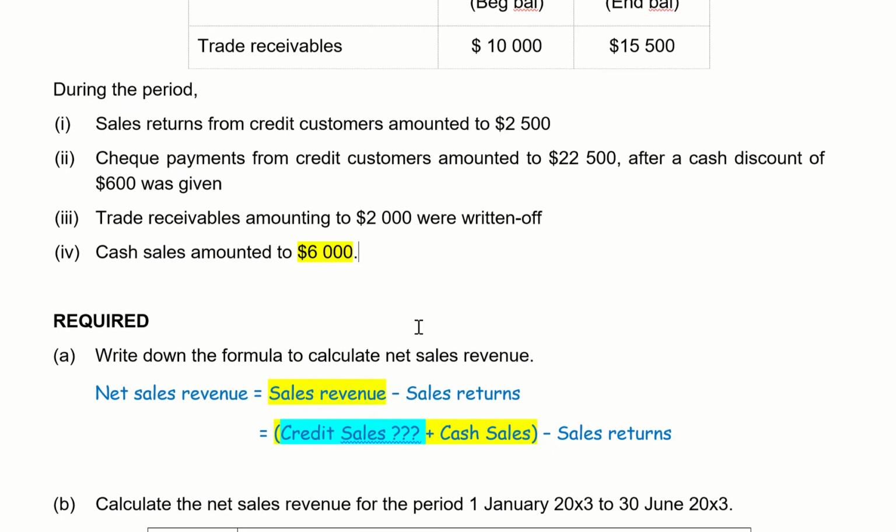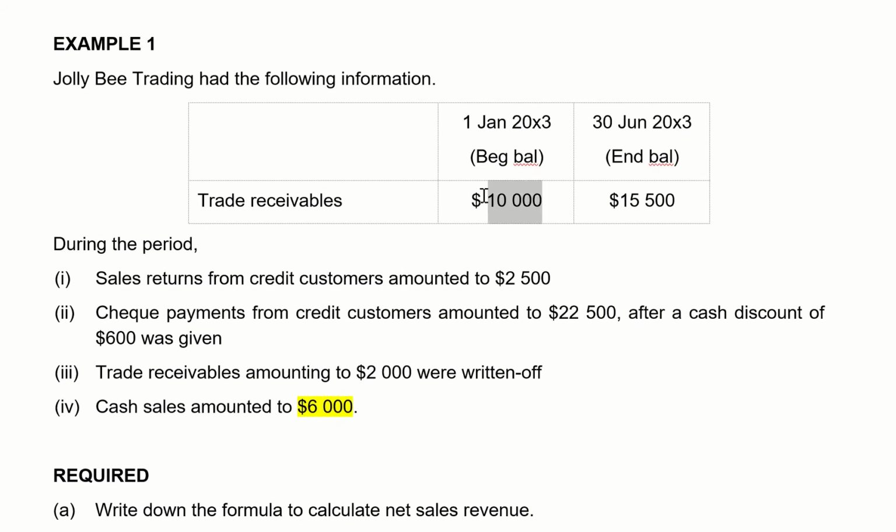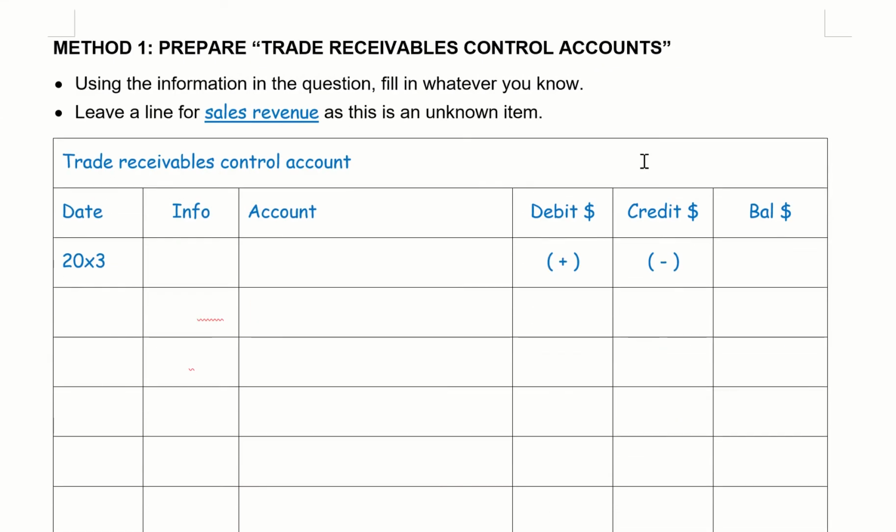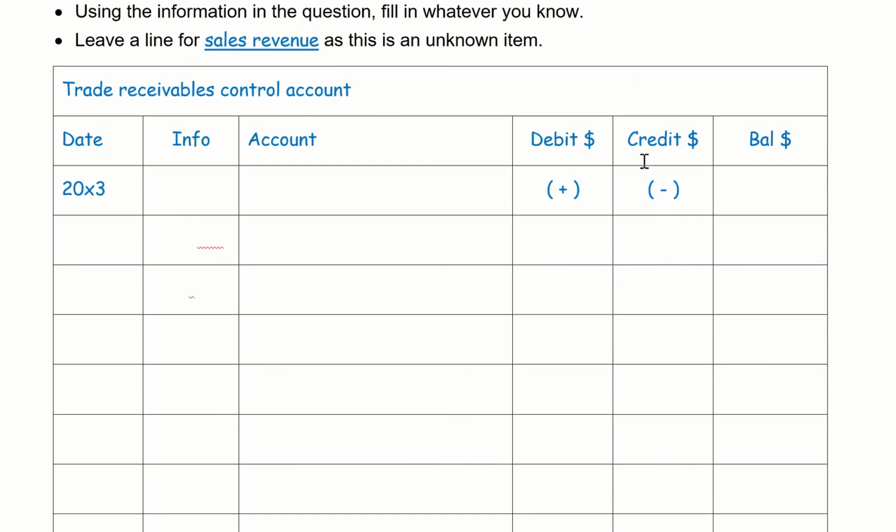The first piece of information that you know is that there is a beginning balance of $10,000, right? So that is exactly your first piece of information. You have a beginning balance, right? So you will write the date down, 1st of January.